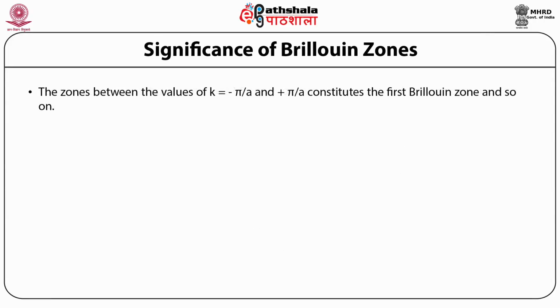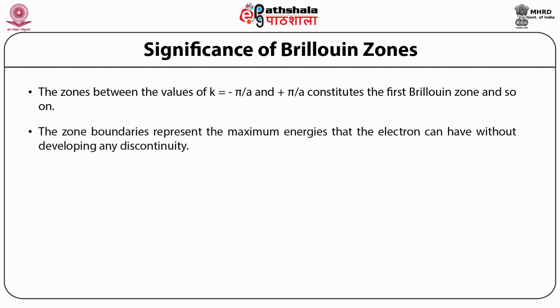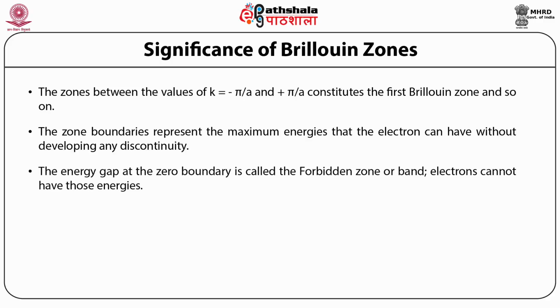The zone between the values of k equal to minus pi by a and plus pi by a constitutes the first Brillouin zone and so on. Second, the zone boundaries represent the maximum energies that the electron can have without developing any discontinuity. Number 3, the energy gap at the zone boundary is called the forbidden zone or band. Electrons cannot have these energies.